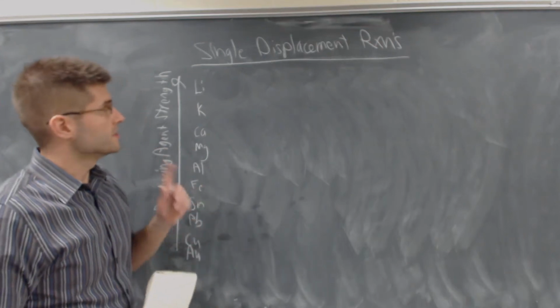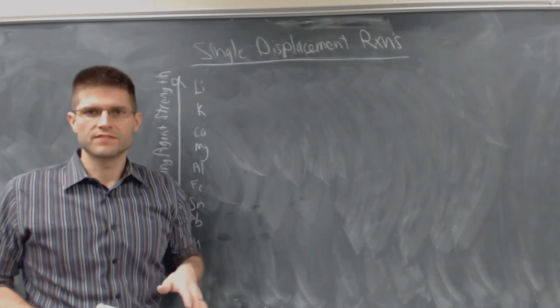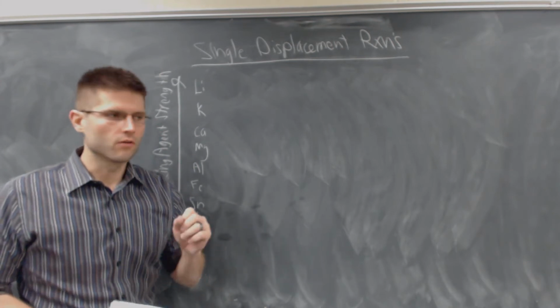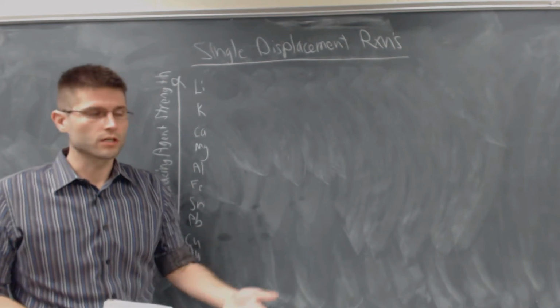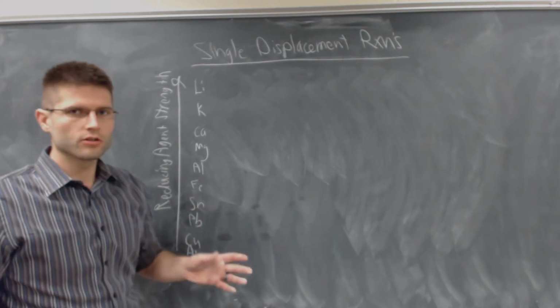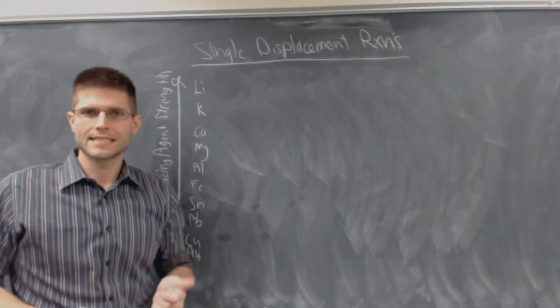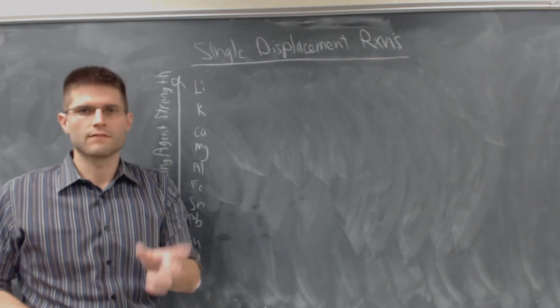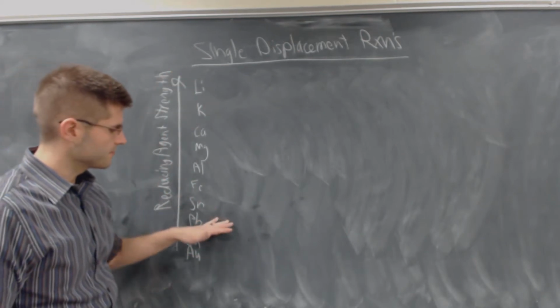Hello, in today's video we're going to be talking about single displacement reactions. So this is something different than we've seen before. In order to identify whether a single replacement reaction will occur, we need to look at a table that's given in your textbook. This is in chapter 4.6, I believe, or it's either 4.5 or 4.6, and you'll see a chart that's very similar to this.